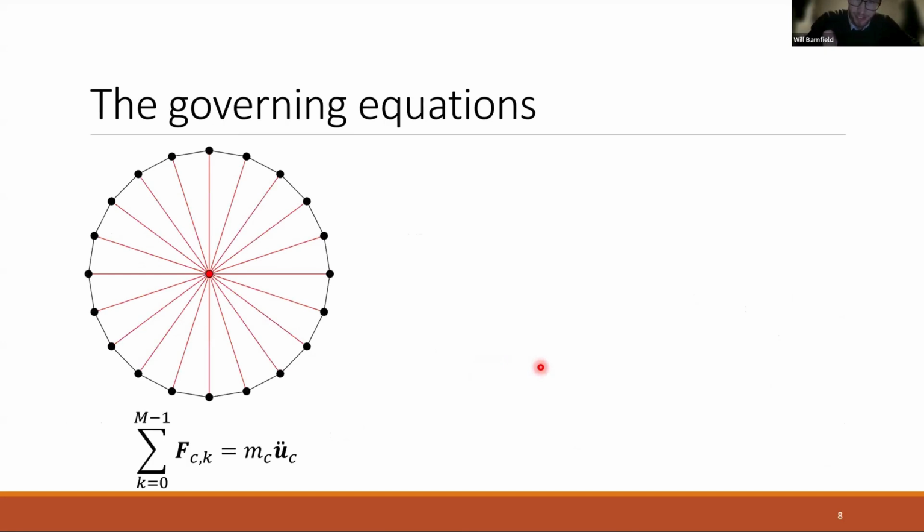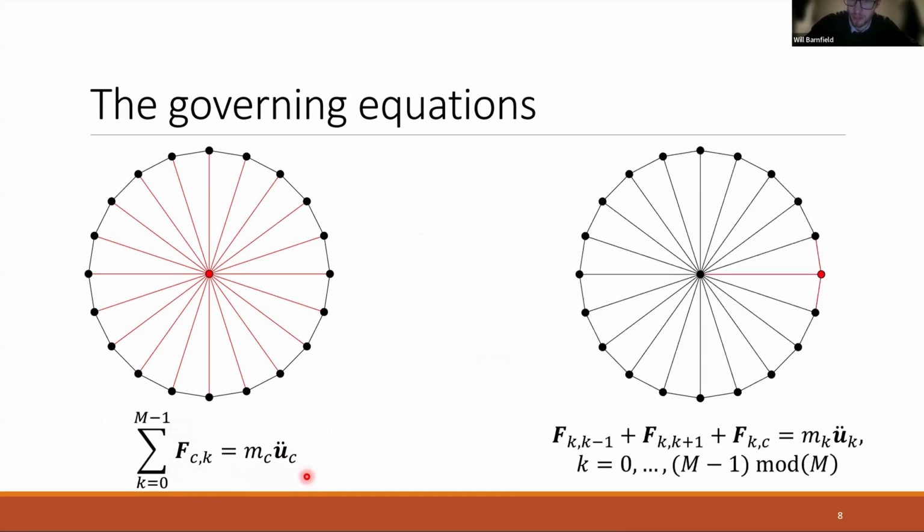So we can find the governing equations for this system by looking at 2 cases. Either we're the central mass, so we're connected to all these masses on the rim. The force from the central mass to one of the rim masses equals m_c u_c, where the c subscript just denotes the central mass, and we sum all these forces up.